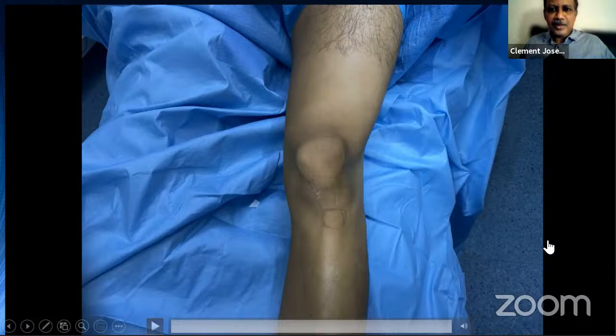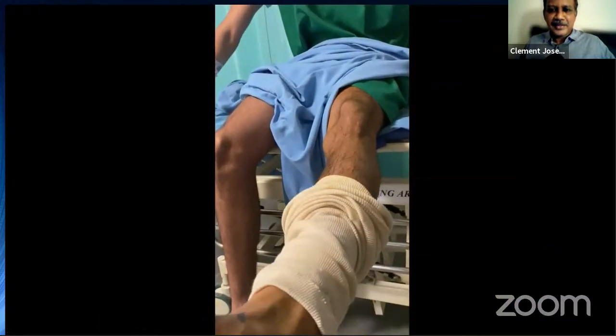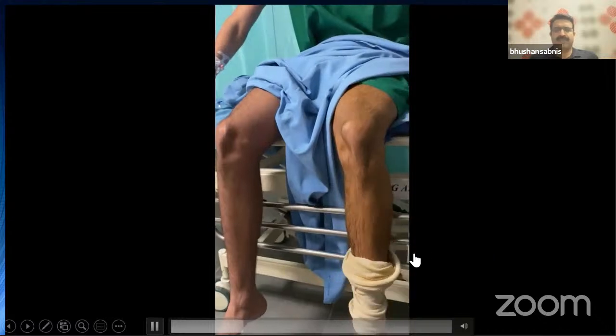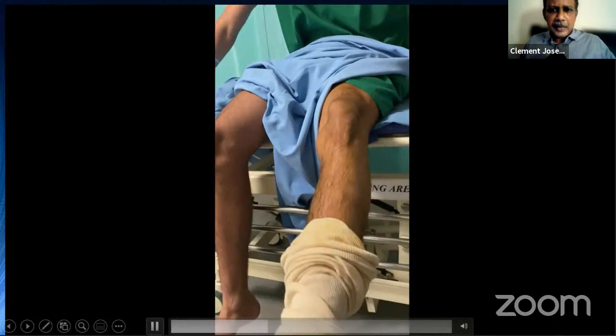Bhushan, Raghbir, any thoughts? What would you offer for this patient? So I think Rags has left. Is there any valgus in the knee on the scanogram, Clement? No valgus, Bhushan.